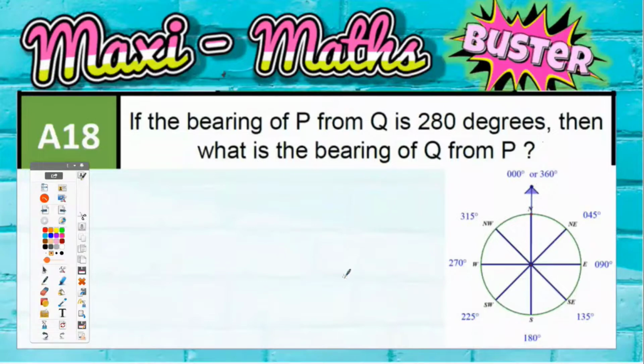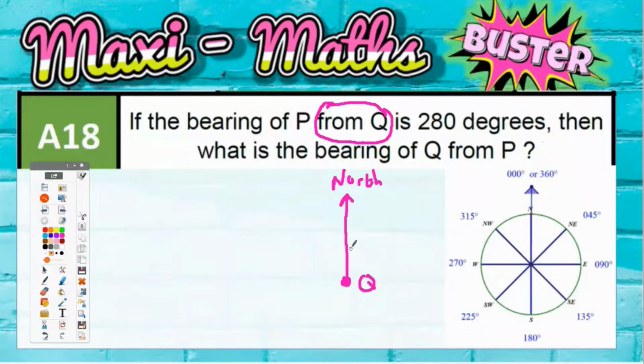So back to the question, P from Q. Well, we're going to draw a little sketch to show what's going on here. So from Q means that Q is our starting point. So we're going from Q. So we'll put a point Q. And this point is going to have a north line. So we'll label that north. And the bearing is clockwise round from north.